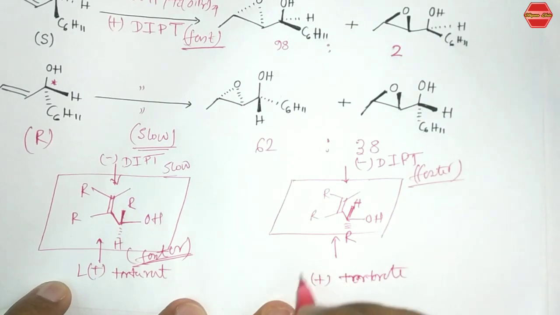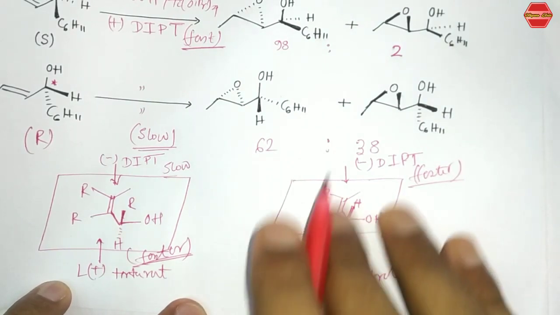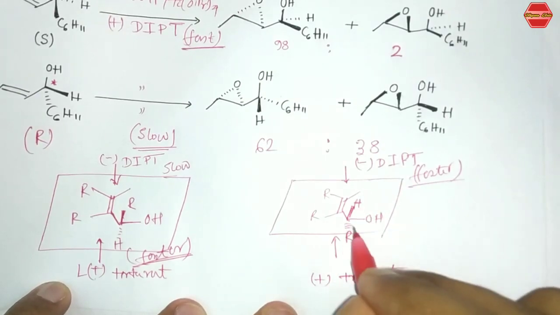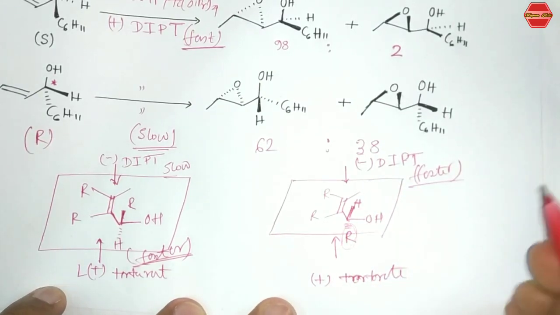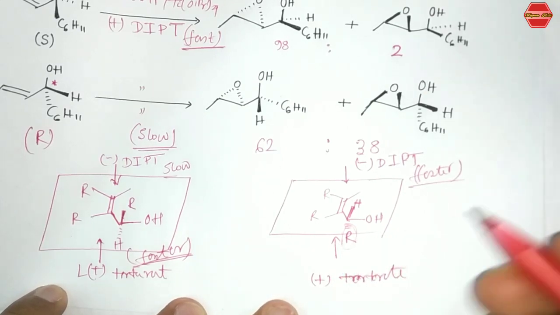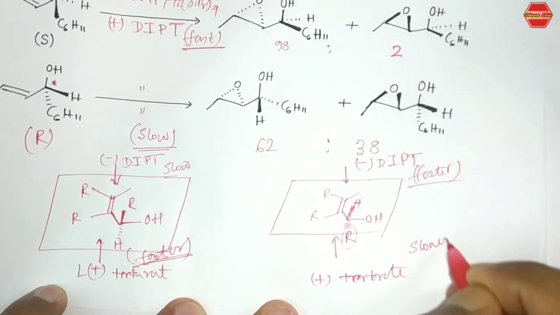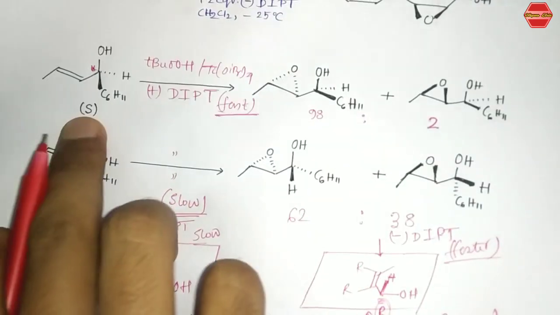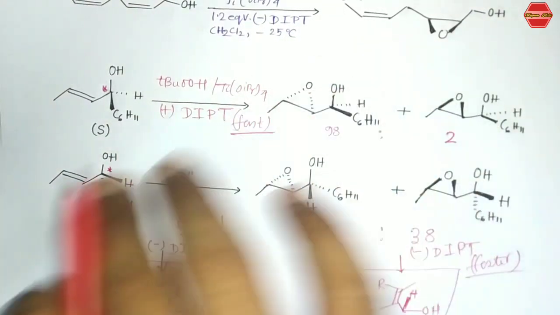But when this plus tartrate takes up this epoxidation on the lower side, it will face this type of bulky ligand. So that is why this is a very much slower process. So the R isomer is very much slower compared to the S isomer. See, the S isomer is very much faster compared to the R isomer.